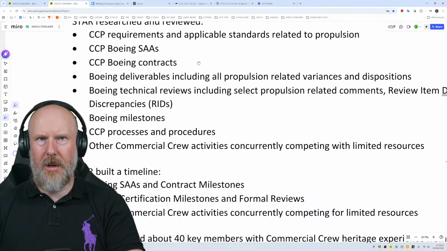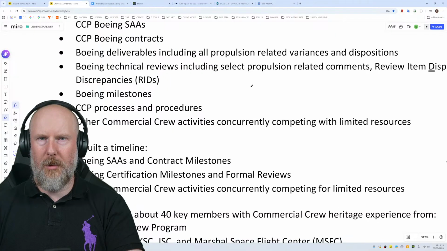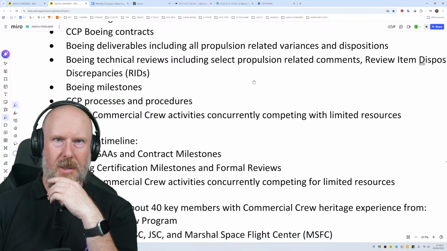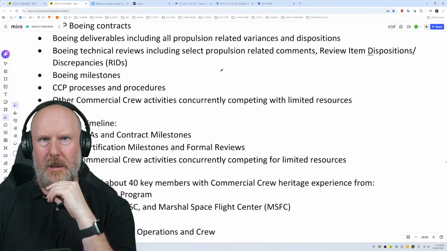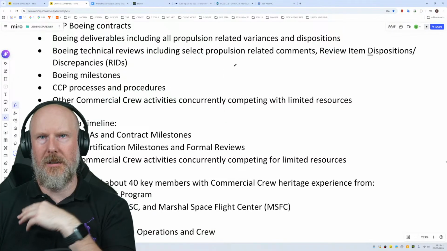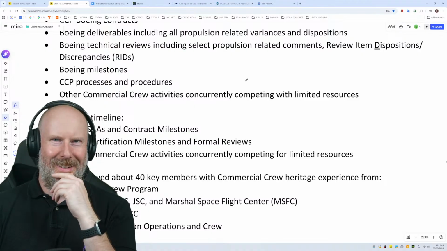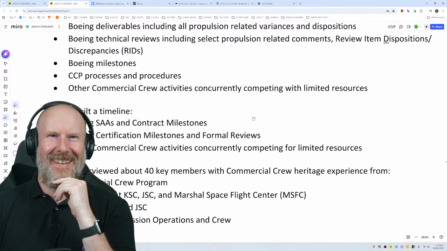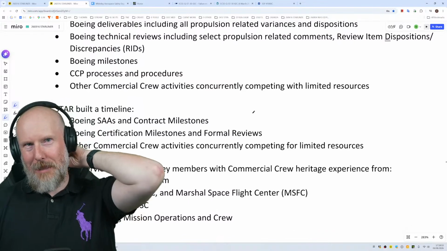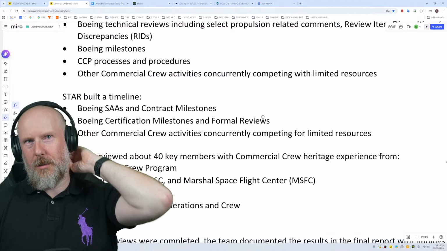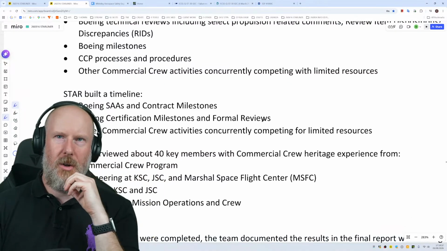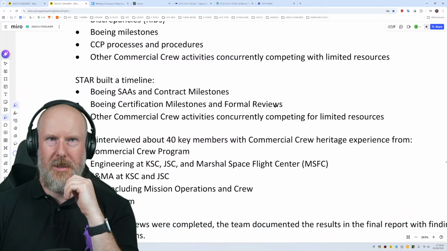CCP Boeing contracts, Boeing deliverables, including all propulsion-related variances and dispositions, Boeing technical reviews, including select propulsion-related comments, review item dispositions, discrepancies, RIDs. Yeah, there we go. That's familiar. Boeing milestones, CCP processes and procedures, other crew commercial activities, concurrently competing with limited resources.